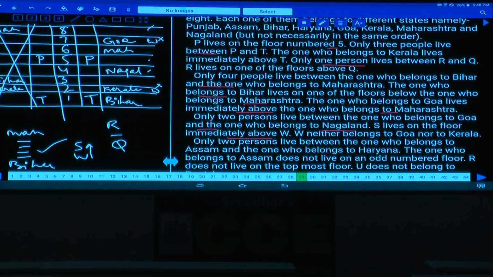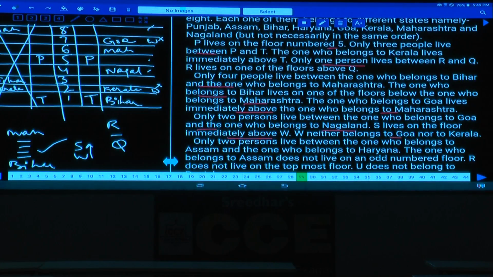Can W be on the 6th floor? Yes, if W is on the 6th floor, S will be on the 7th floor. And again, if W is on the 3rd floor, S will be on the 4th floor. There are 2 possibilities for this W and S.